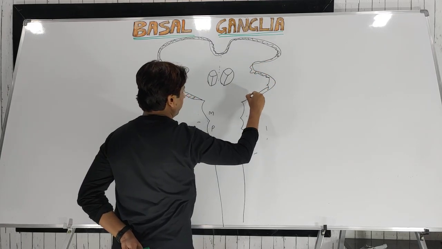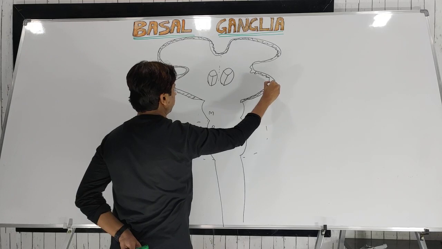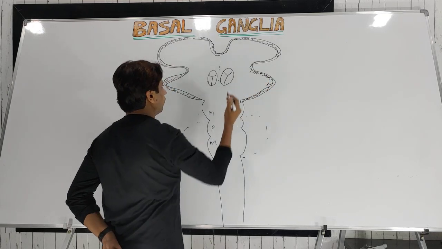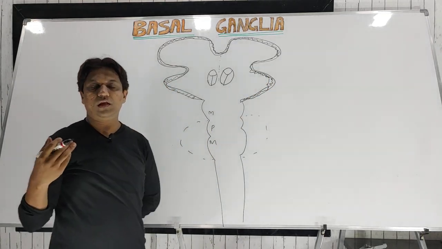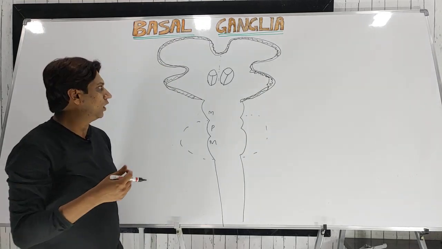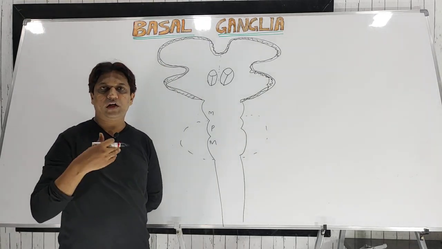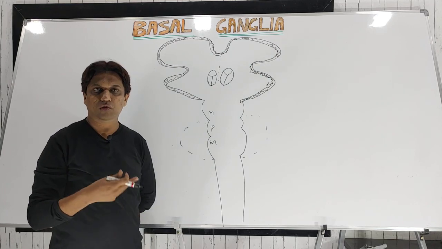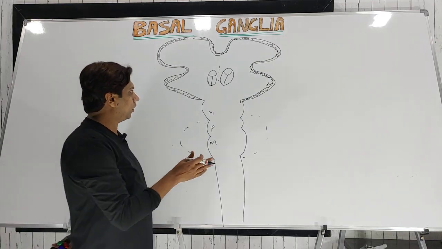For proper understanding of this, you can refer to my previous video on the introduction to the nervous system, to understand what exactly gray matter is, what white matter is, what nerves are, what tracts are, what nuclei are, what ganglia are. Okay, let me come back here.